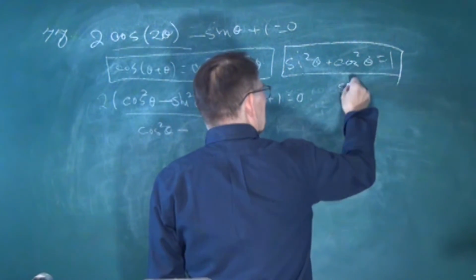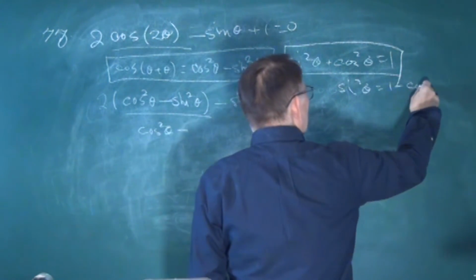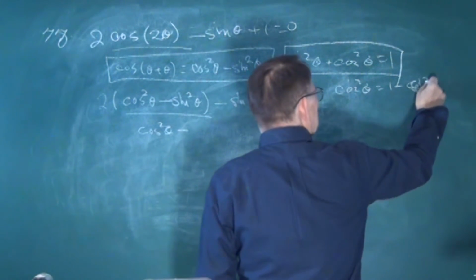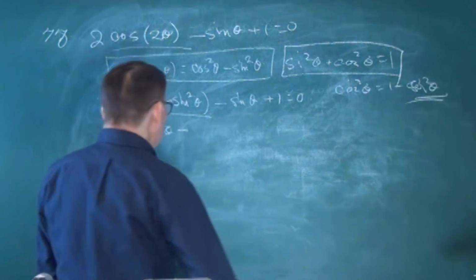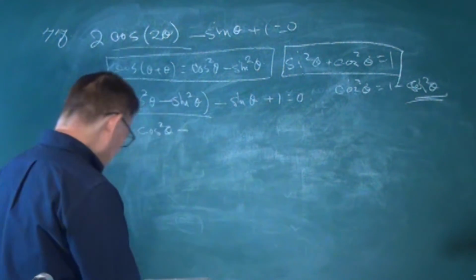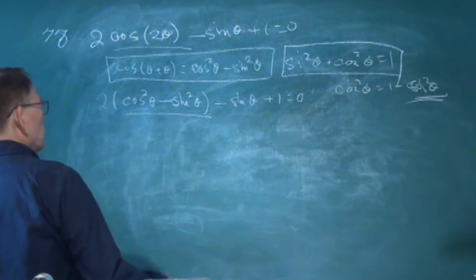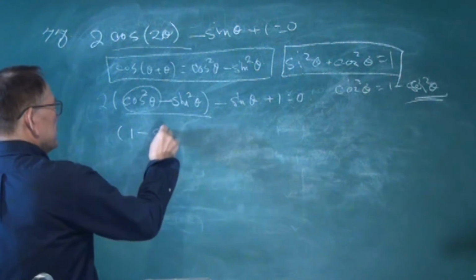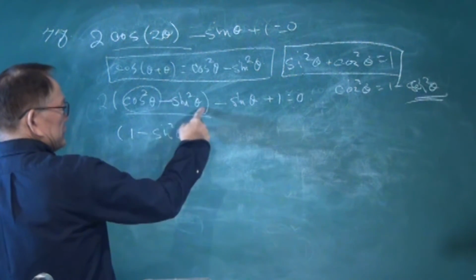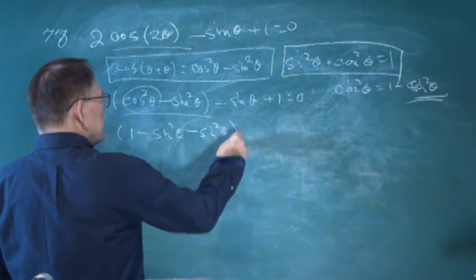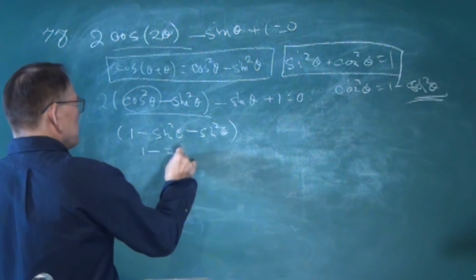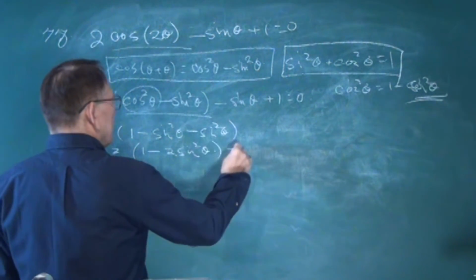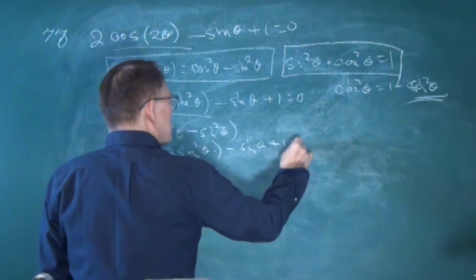You can see cosine squared theta will be 1 minus sine squared theta, because we have to replace it into sine, I'm sorry. So this part we replace by 1 minus sine squared theta, and we have a sine squared theta again. So this one will be 1 minus 2 sine squared theta. Okay? Now we put 2 outside, and then sine theta plus 1 equal 0.